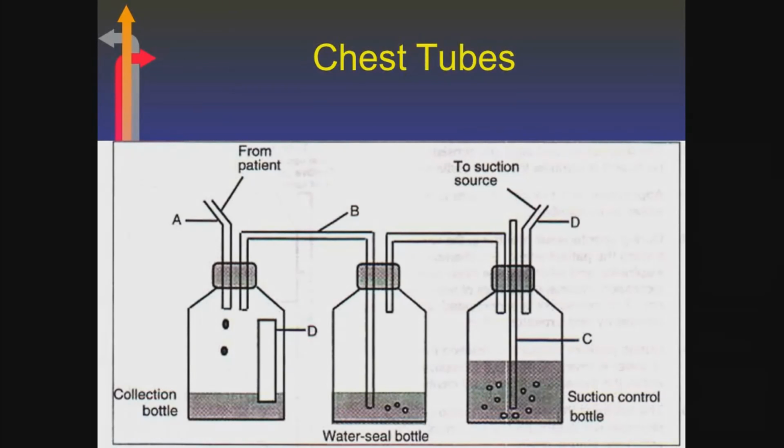So if somebody comes back from open heart surgery, we know their mediastinum, their interpleural space is going to have blood in it. We've got to drain that off, and that's the purpose of this. It's going to collect excess fluid that is in the pleural space. The second bottle, the middle bottle, is called a water seal bottle.